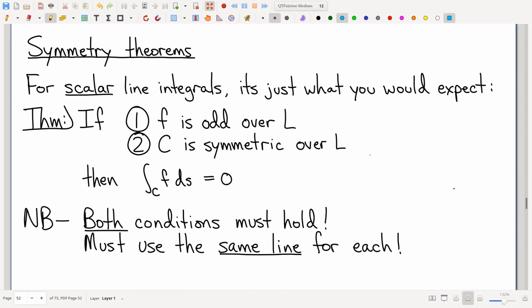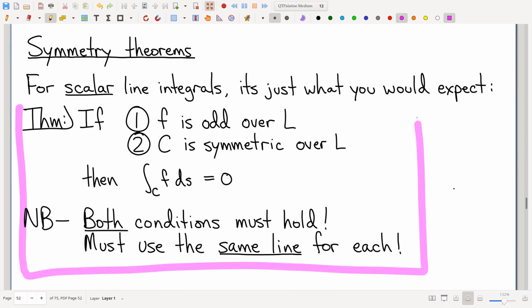Symmetry theorems. Now, I suspect that this is going to come as no surprise. We have an odd symmetry theorem. We've seen several previous odd symmetry theorems, right? If you have a symmetric domain and an odd integrand, both conditions being satisfied using the same line for each, then that integral is zero by symmetry. We've seen this for single variable integrals, double integrals, and triple integrals, and now we're seeing it for scalar line integrals. So, odd symmetry theorem number 4.